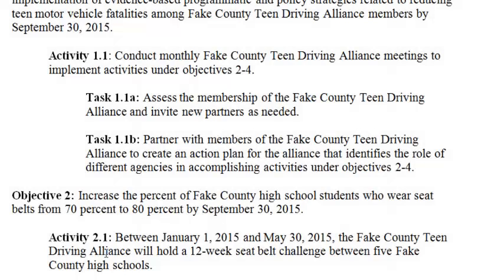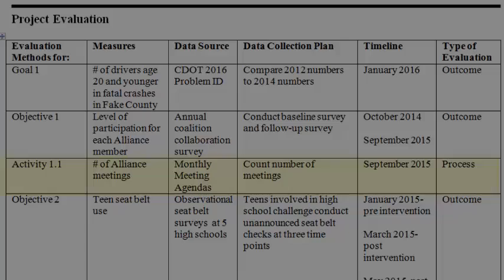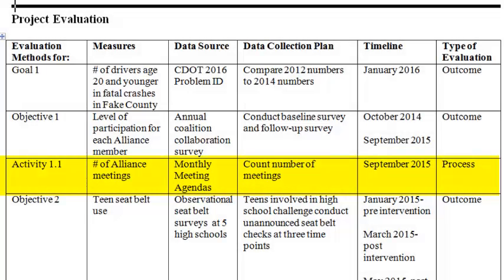And then finally, Activity 1.1 was conduct monthly Fake County Teen Driving Alliance meetings to implement activities under Objectives 2 through 4, so for the rest of the project. This measure is the number of Alliance meetings. The data source is the monthly meeting agendas, and we're going to count the number of meetings based on the number of agendas that we have. We're going to do this just once a year in September 2015, right before the grant is ending, and this is an example of a process evaluation.